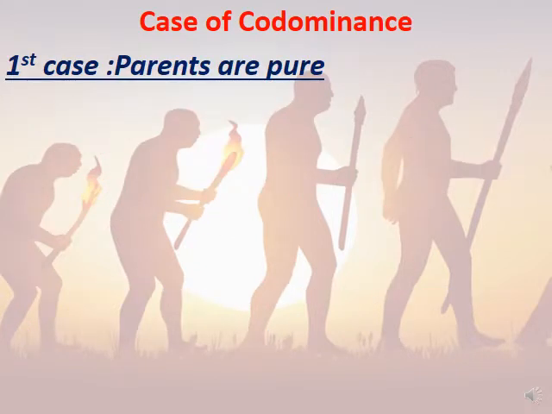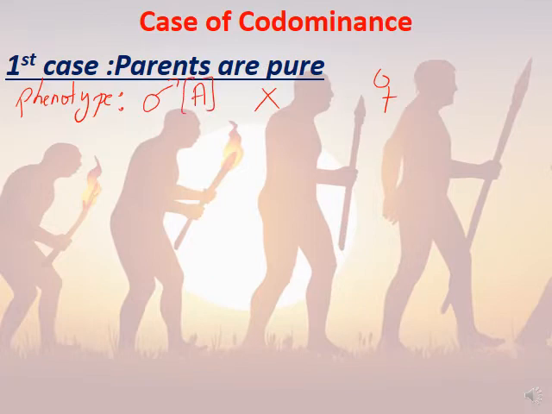So let's move now to the first case where the parents are pure. Let's start first. We have to write the phenotype of the parents. So phenotypes, we have male, mating cross, we have the female. We said that the father has blood group A. So blood group A, you can put it between these parentheses, this means the phenotype. And here blood group B, the female.